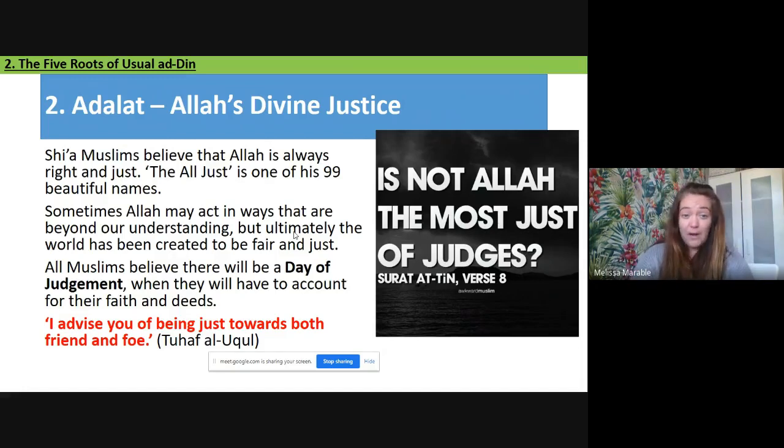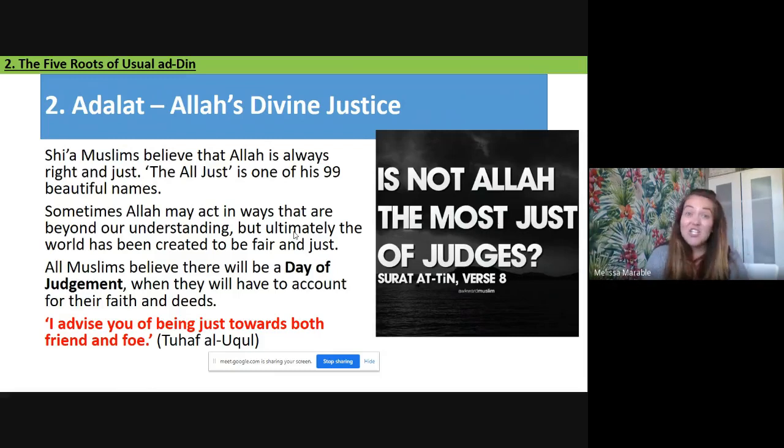Quote, I advise you of being just towards both friend and foe. Now that quote means, it's not from the Quran, so that's important to remember. So you might actually, when you're analysing this quote, be thinking to yourself, well, it's not really from the word of Allah, therefore can we make this quote more important than, say, the previous quote on Tawhid, which is from the Quran. But friend means, of course, be fair to your friend, but your foe is also your enemy.